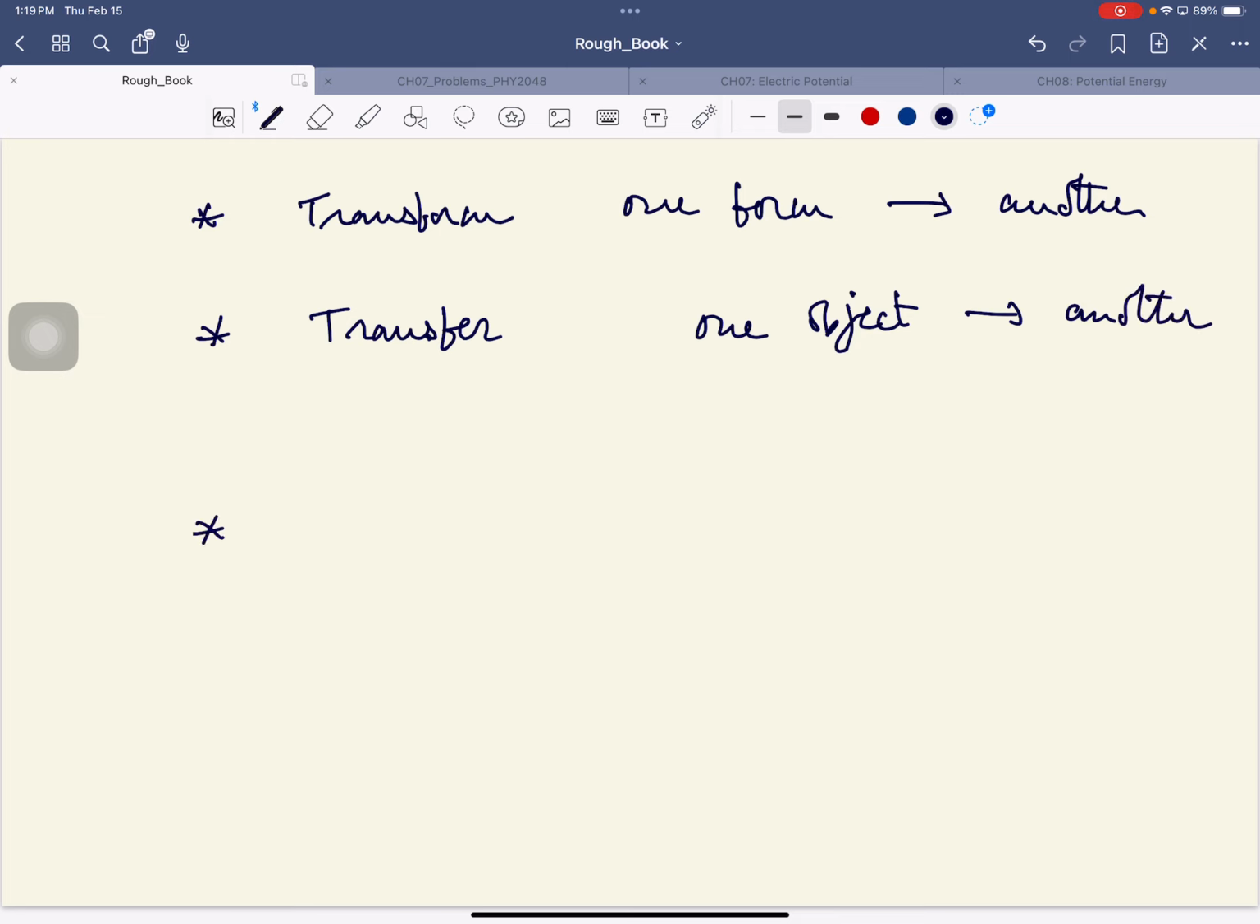Okay, how do you transfer energy from this object to this object, let's say? So this could be you, and that's a Publix card or something like that. So the way you transfer energy is you do work. You apply a force and you do work on that object.